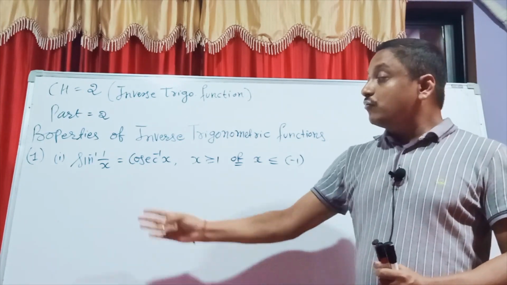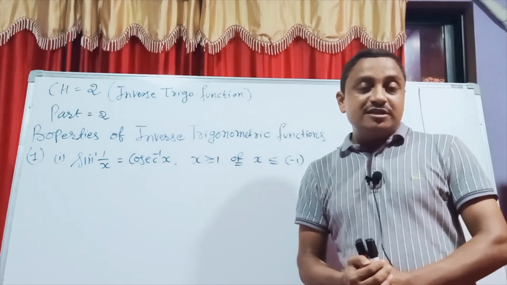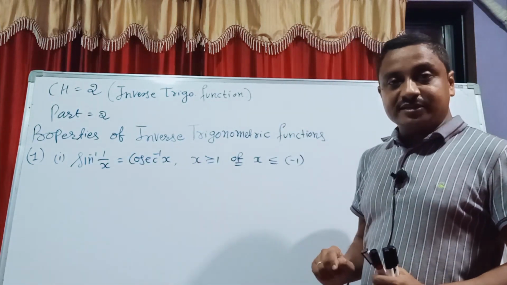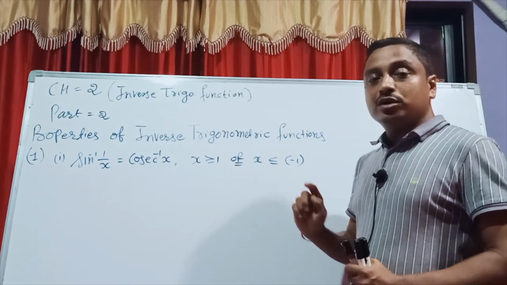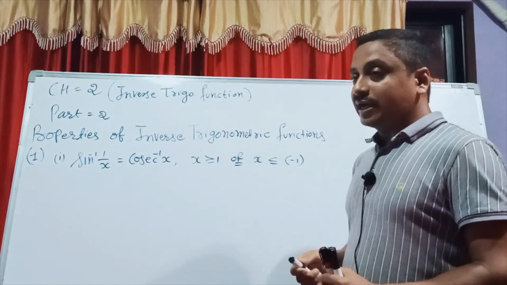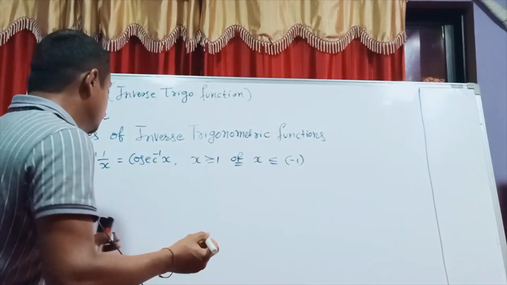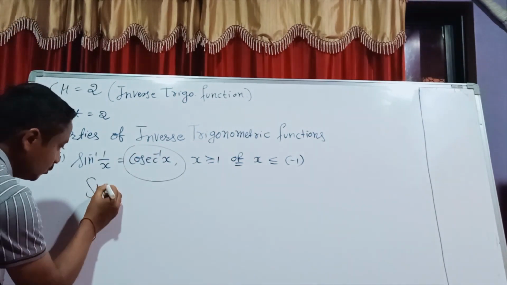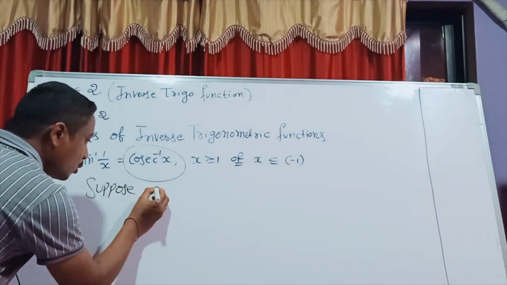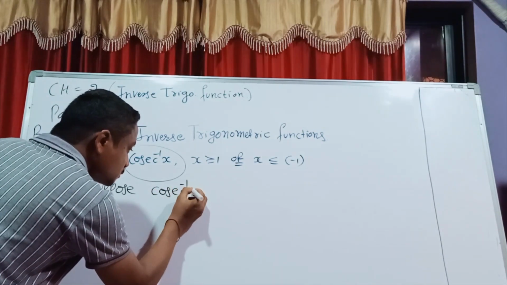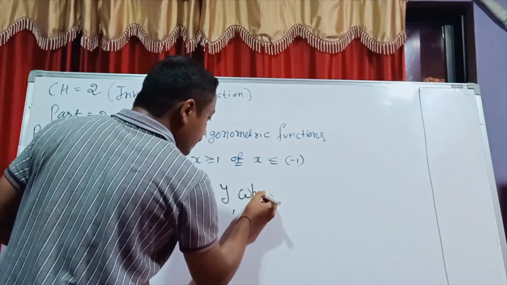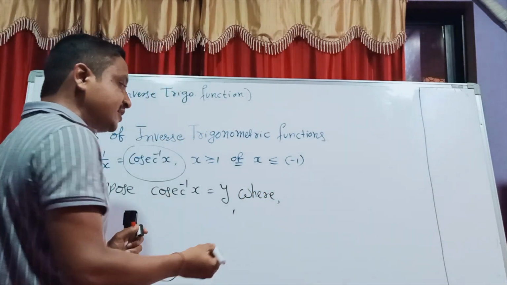So let's start. The first property: sine inverse 1 upon x is equal to cosec inverse x, where x is greater than or equal to 1 or x is less than or equal to minus 1. So students, first of all I start from here. Suppose cosec inverse x is equal to y.